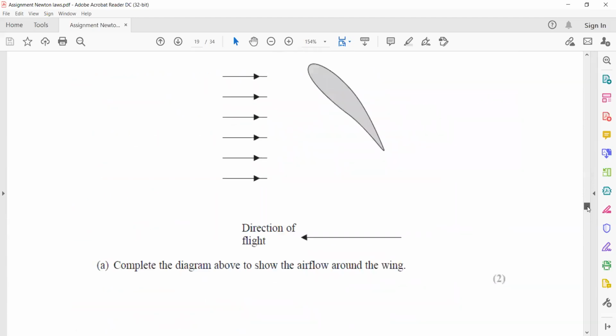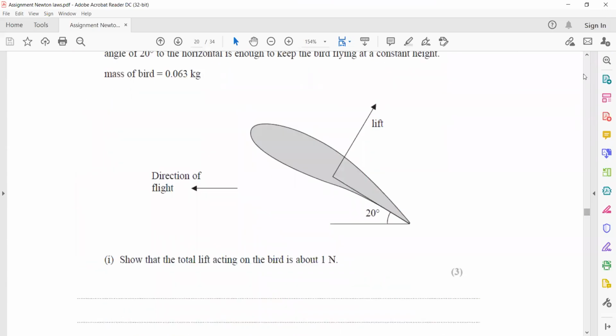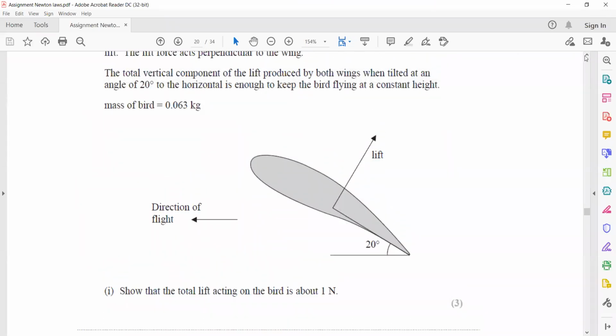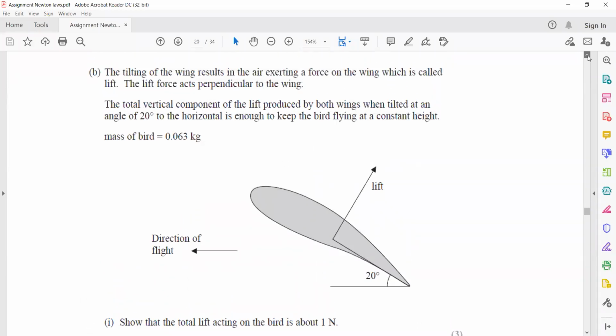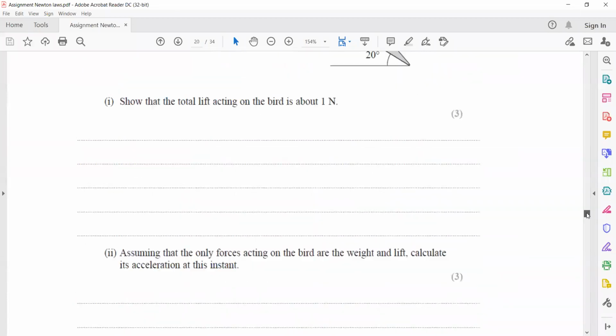The first part is actually related to fluids, so we'll discuss that later after completing the material and fluids. Okay.